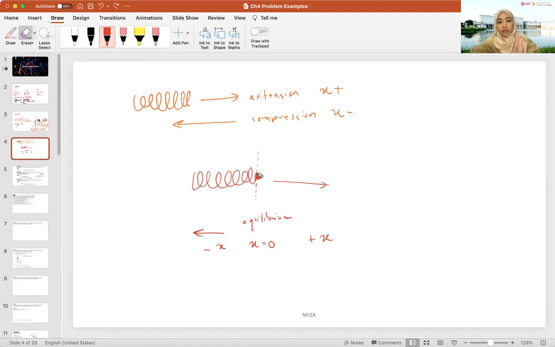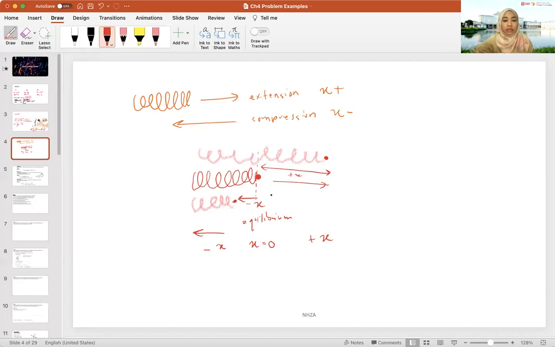Spring yang tak buat apa-apa, the hujung, the end of this spring is called the equilibrium position, or X equals to 0. When I'm stretching it, the spring extends, right? So there is displacement of that end of the spring by positive X. When I am compressing, that hujung, that end of the spring is moving by minus X.